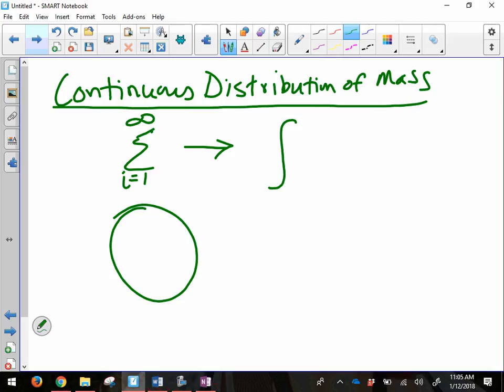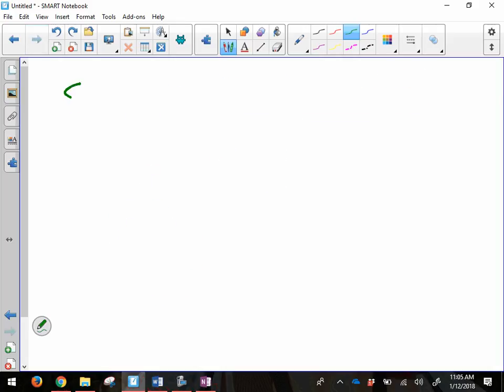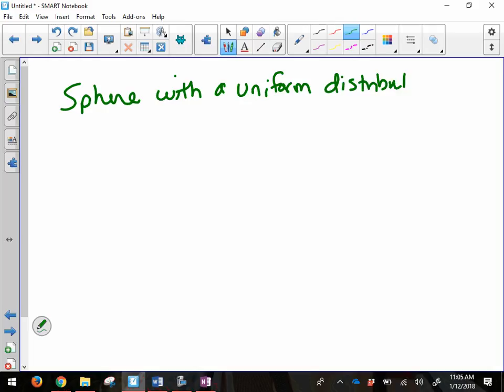So let's talk about how this really works if we consider a sphere with, and this is important, a uniform distribution of mass, or a uniform density.